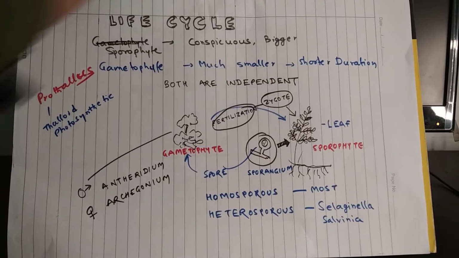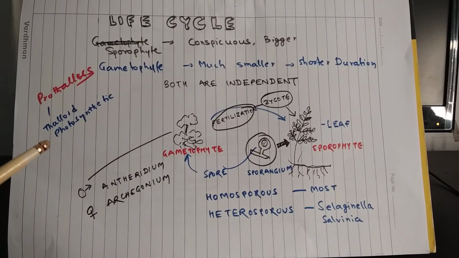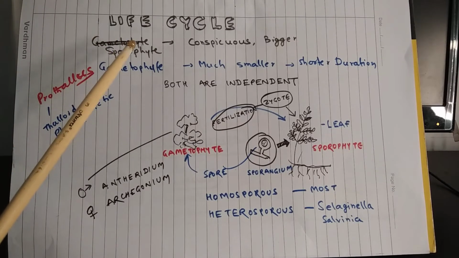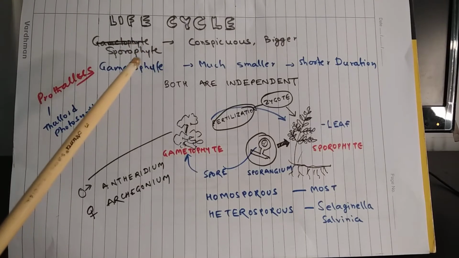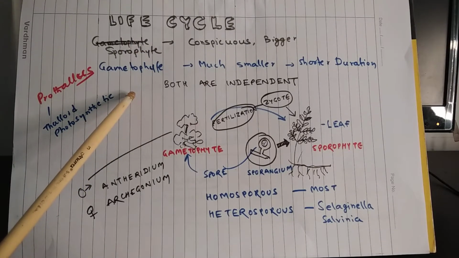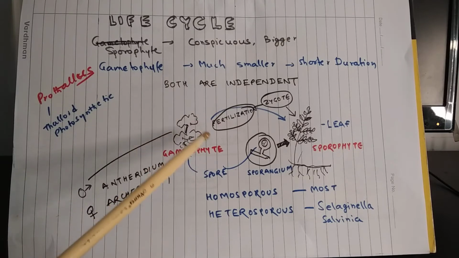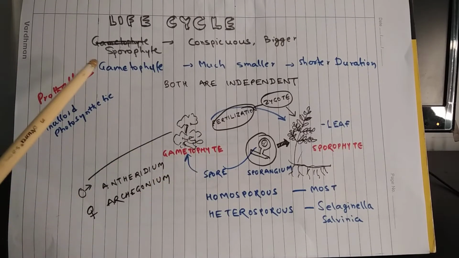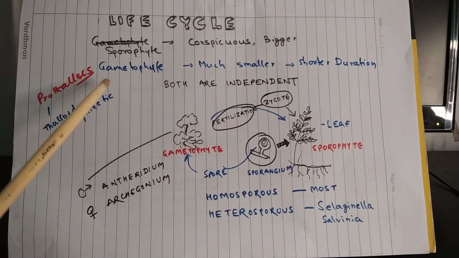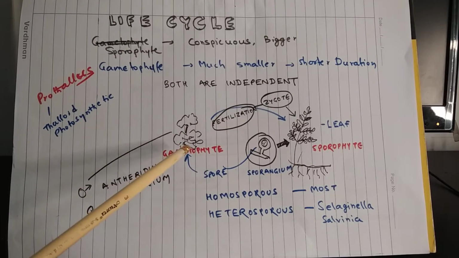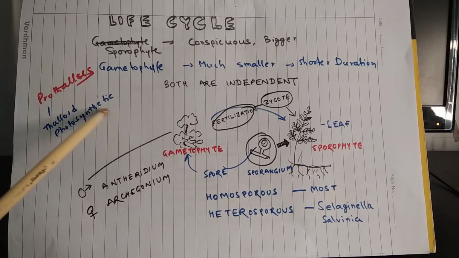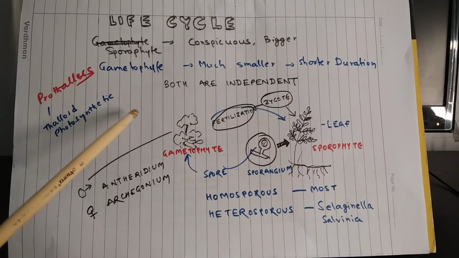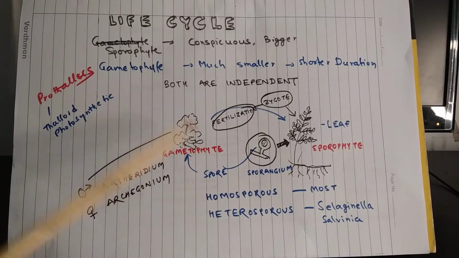Let us try to understand the life cycle of Pteridophytes. As I have discussed earlier, the Sporophyte is conspicuous and of longer duration, and the Gametophyte is less conspicuous and of much smaller duration. The Gametophyte is also called prothallus because it has a simple thalloid shape. But in case of Pteridophytes, both Gametophyte and Sporophyte are independent living, which means that the Gametophyte is photosynthetic. It can make its food. That is why it can live independently.